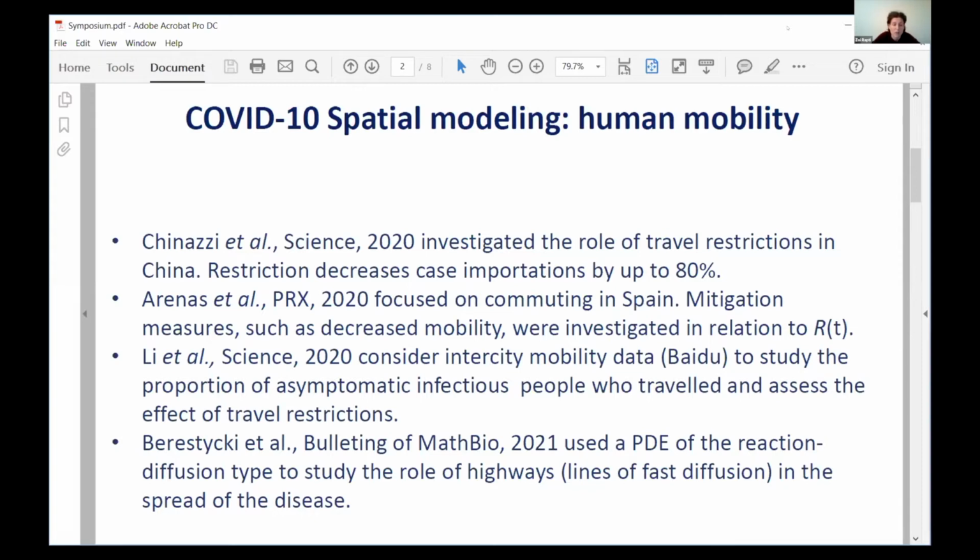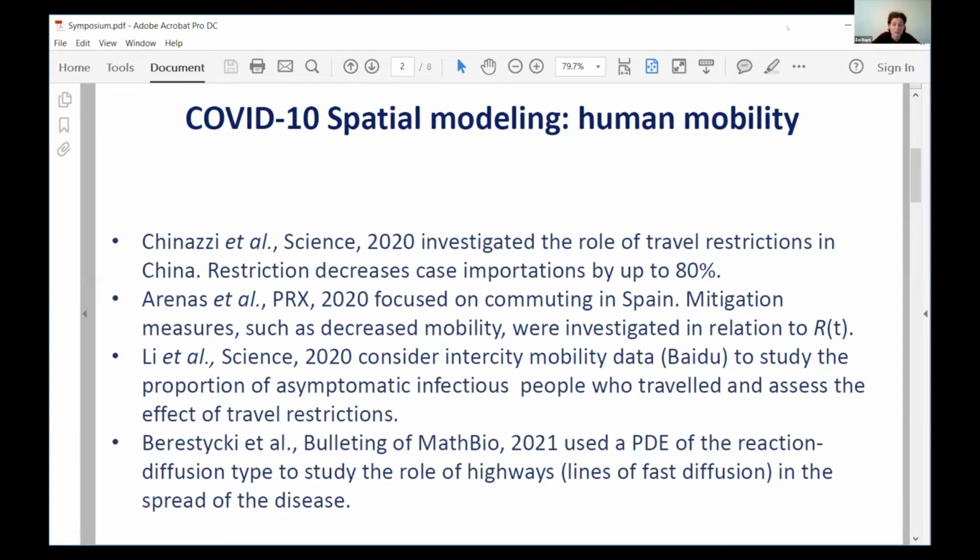Another study, also from 2020, considered intercity mobility data. It's great to use those when they are available. And they studied the proportion of asymptomatic infectious people who traveled over that initial period of the pandemic. And they found that almost 86% of the infections were caused by asymptomatic people, which is really striking.